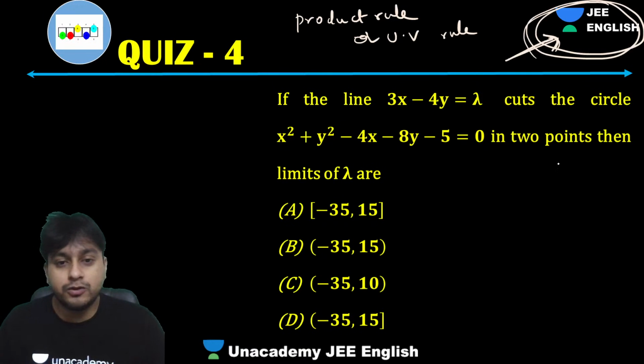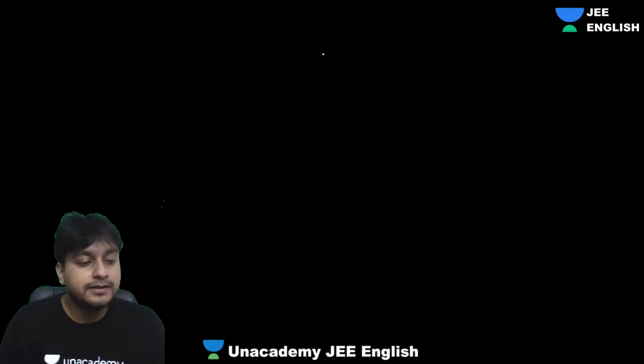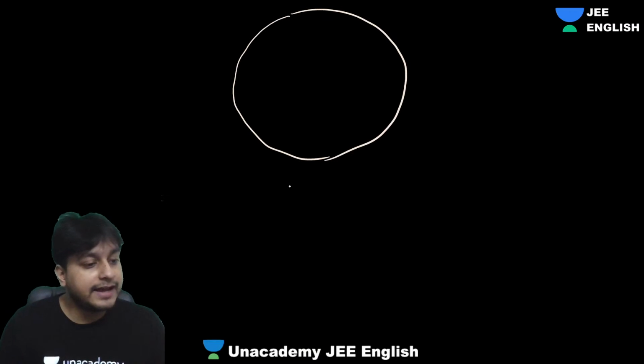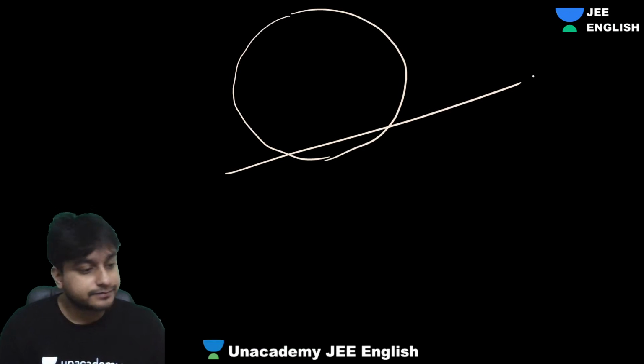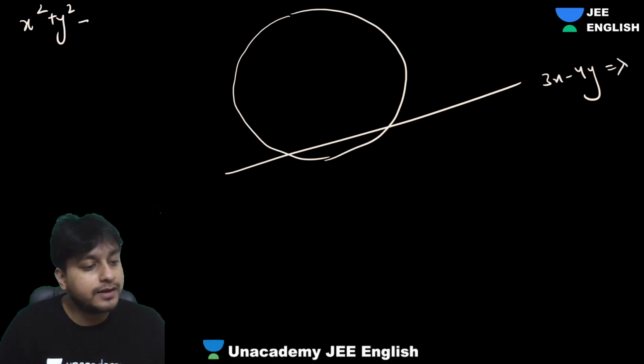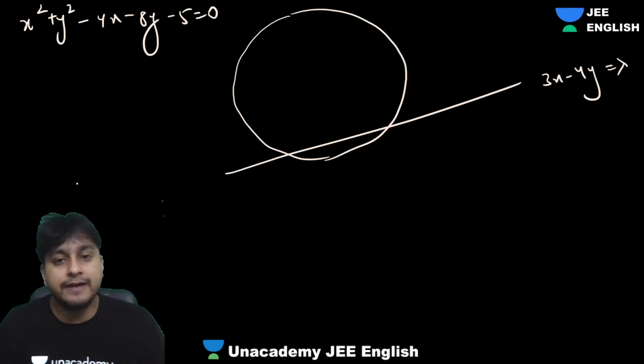So this cuts the circle in 2 points. Yes, very good. Papi Reddy, that's an amazing concept you used. See, guys, we have a circle cutting at 2 points. So if a line is there, 3x minus 4y equals lambda, and the circle equation I'll write down: x square plus y square minus 4x minus 8y minus 5 equals 0. Okay, guys, now we have this in front of us.